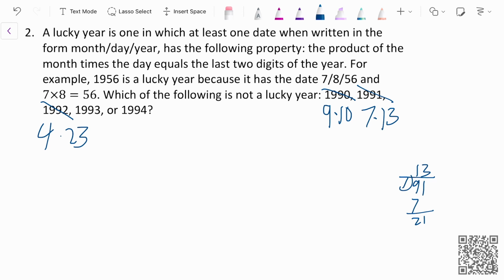1993, you can divide this by 3. If you divide 93 by 3, you would get 31. So since March is one of those large months, count on your knuckles. This works as well.